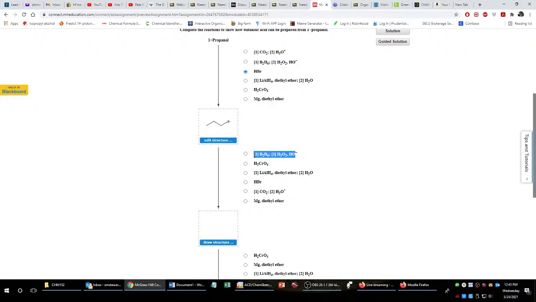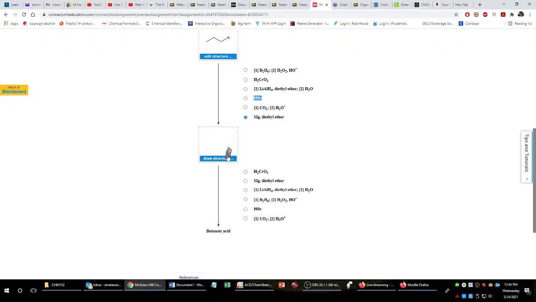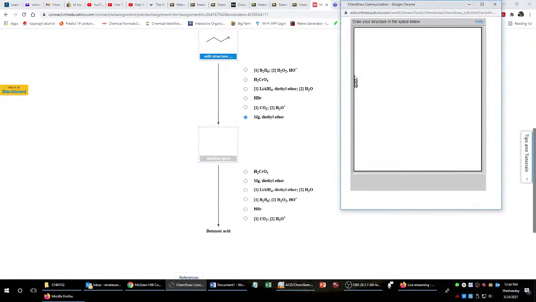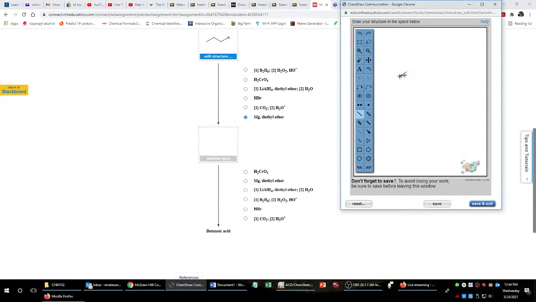Again, diborane doesn't make any sense because we don't have an alkene. Lithium aluminum hydride doesn't make any sense because we don't have an aldehyde or a ketone or carboxylic acid. Chromic acid definitely doesn't have anything to react with. The CO2 and the H3O+ are not going to have anything to react with, and we've already used the HBr. So I'm going to stick the magnesium in here, and what the magnesium is going to give us is the Grignard reagent. So 1, 2, 3.